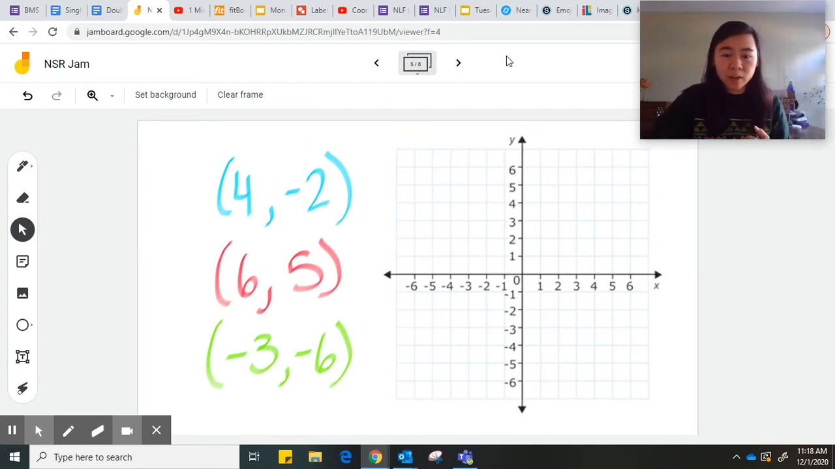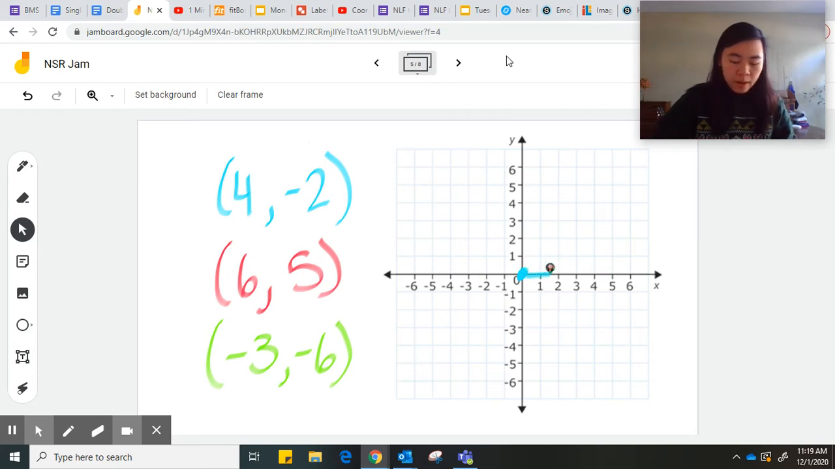I have 3 ordered pairs. I have 3 points to plot. My first point is at 4, -2. Remember, always start at the origin, always start in the middle and the center there. Okay, and then I'm going 4 first. We're going left and right.